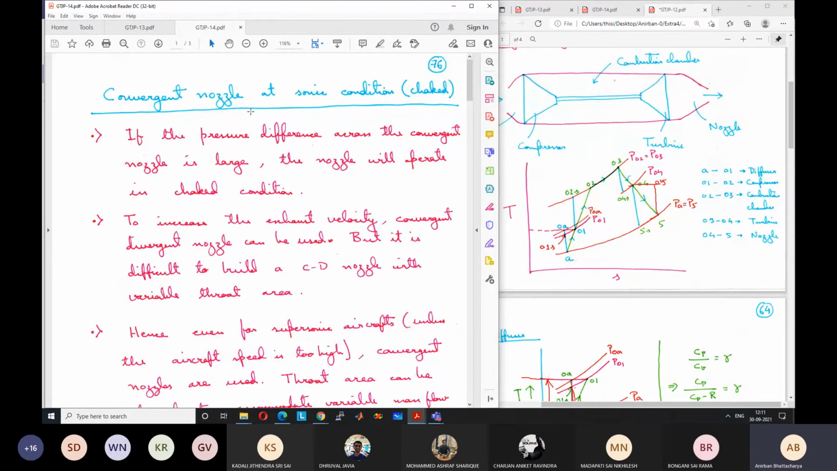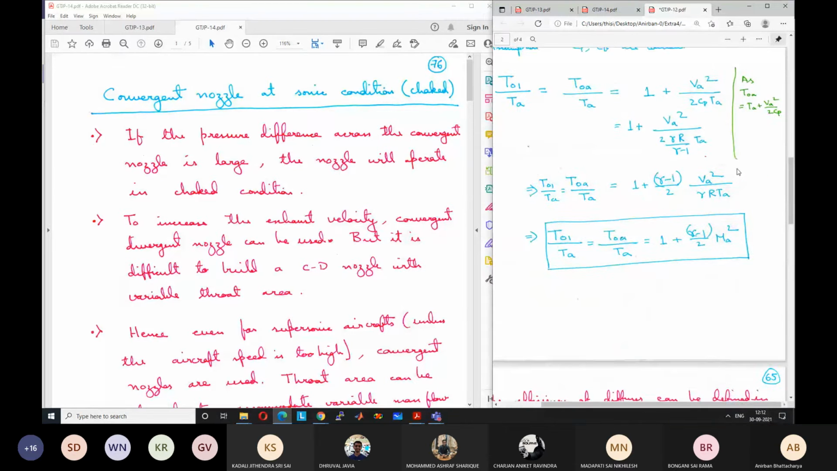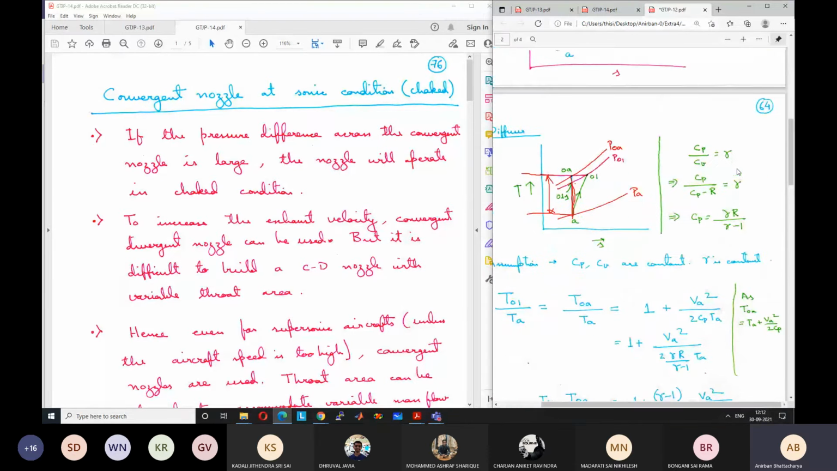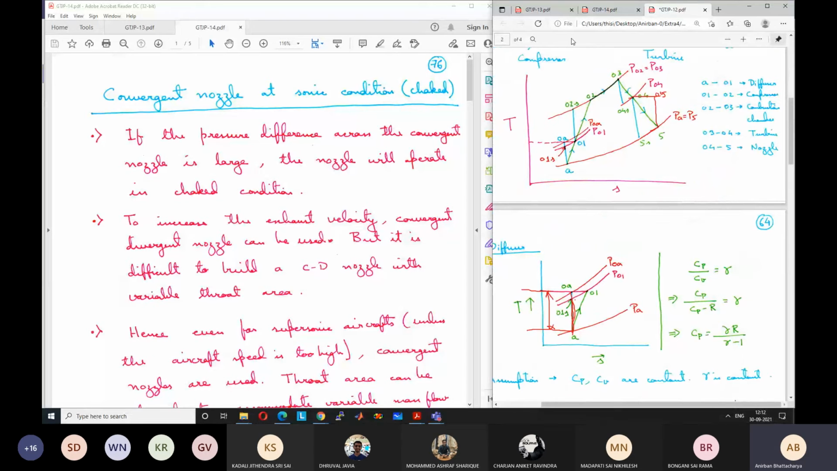Do we have any diagram? For the diffuser. Let me try to draw.